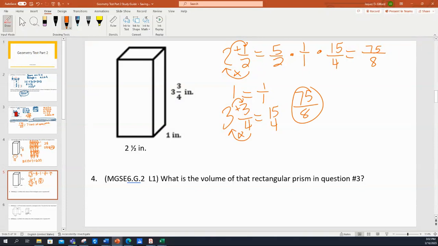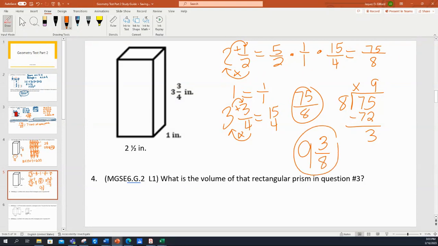Now, that's just like having 75 people in a class and trying to break them off into groups of 8. So you would just divide to see how many groups of 8 you can create. Well, how many times can 8 go into 75? We know that 9 times 8 is 72. So we're going to multiply, subtract, and we're left with 3 people. So that means we're going to have 9 groups of 8 people with 3 left. So remember, there's only 3 out of the 8. So that's 9 3/8. There you go. You have your answer.